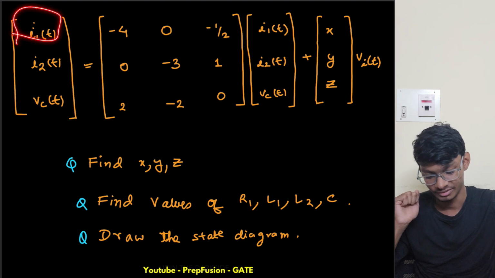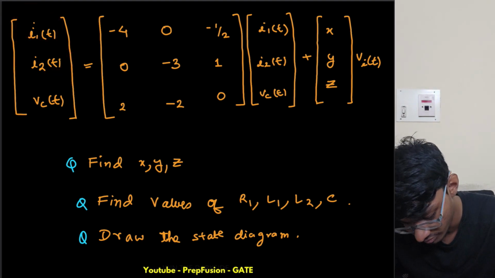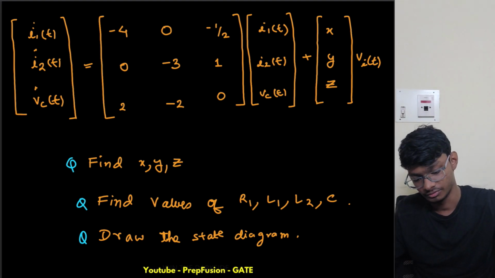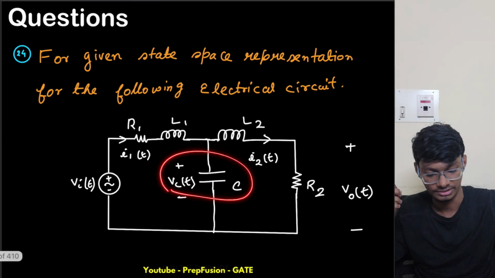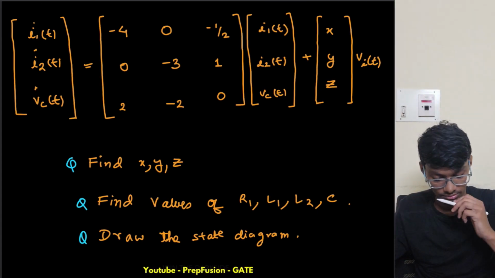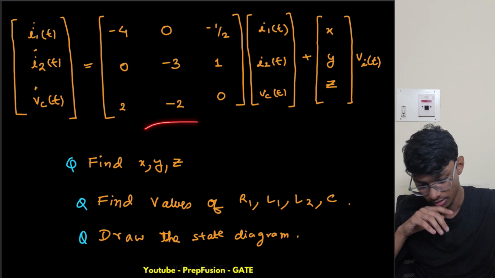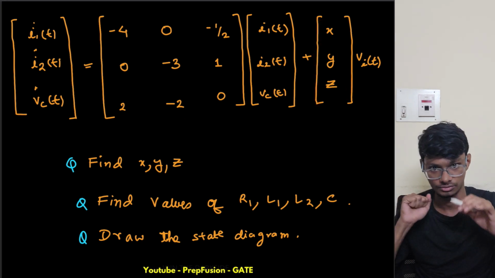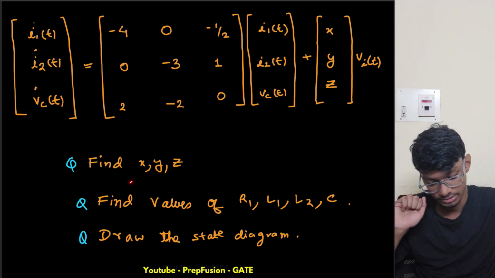So this is like the i1 dot, this will be i2 dot, and this will be vc dot, right? So I hope you understand why. For obvious reason, one capacitor and two inductors. Okay, so yeah, they have given us the state equations. Basically you have to find the values of x, y, z. You do that. This hint is already given. This may come in a GATE question, right? And that's why you have to find x, y, z.